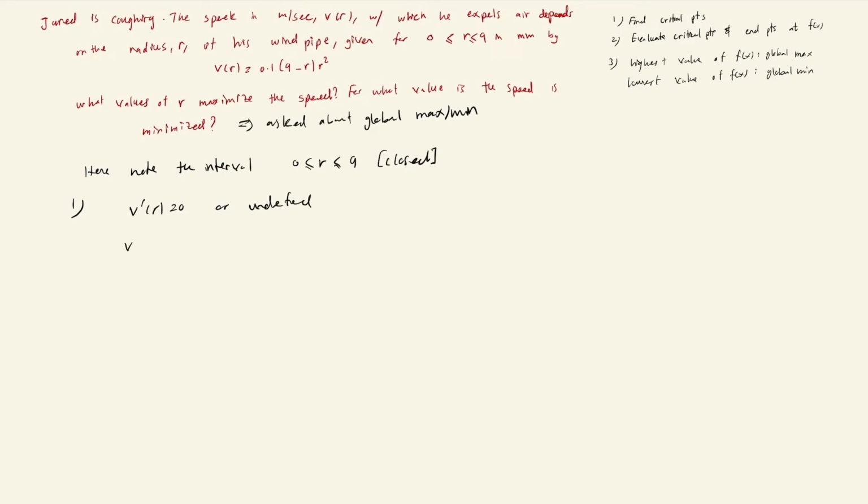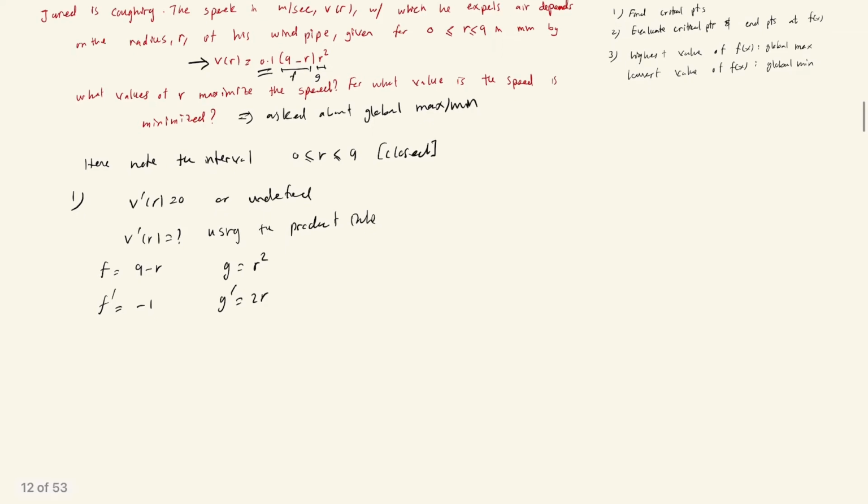It's where the first derivative is 0 or undefined. To take the derivative of the function, we have to use the product rule, since this is two multiplied functions. So I'm going to assign f to 9 minus r and then g to r squared. Now I'm going to take the derivative of each. And now we are ready to apply the product rule.